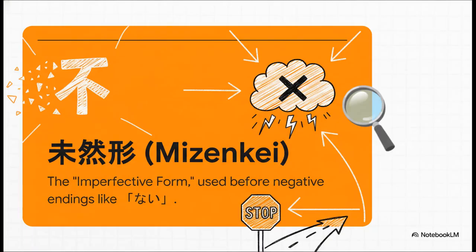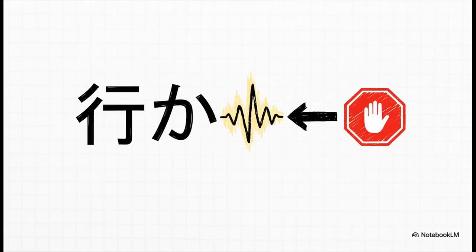Okay, our first form is called the Mizen-kei, or Mizen form. You can think of it as the imperfective form, or maybe even the before it happens form. But here's the most important takeaway. You'll pretty much always see this form right before a negative ending, like nai. For iku, this form is ika. Hear that? Ika. Really focus on that ah sound at the end.